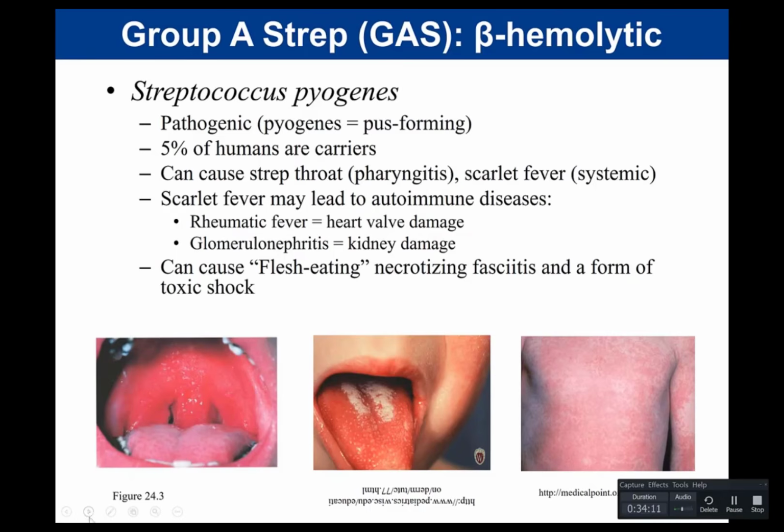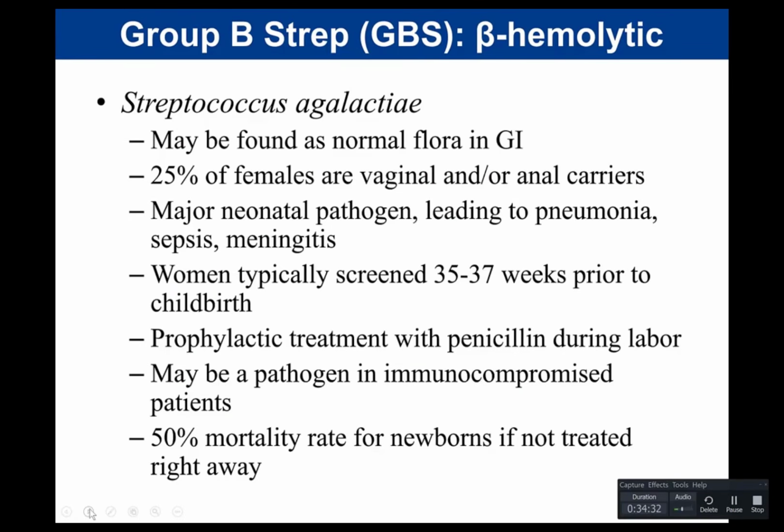So you just want to kind of understand what diseases are associated with Strep pyogenes. But the biggest thing is that Strep pyogenes is a type of group A strep. It's categorized as being group A strep, and group A strep is beta hemolytic. Strep agalactiae is part of group B strep. Group B strep is also beta hemolytic.